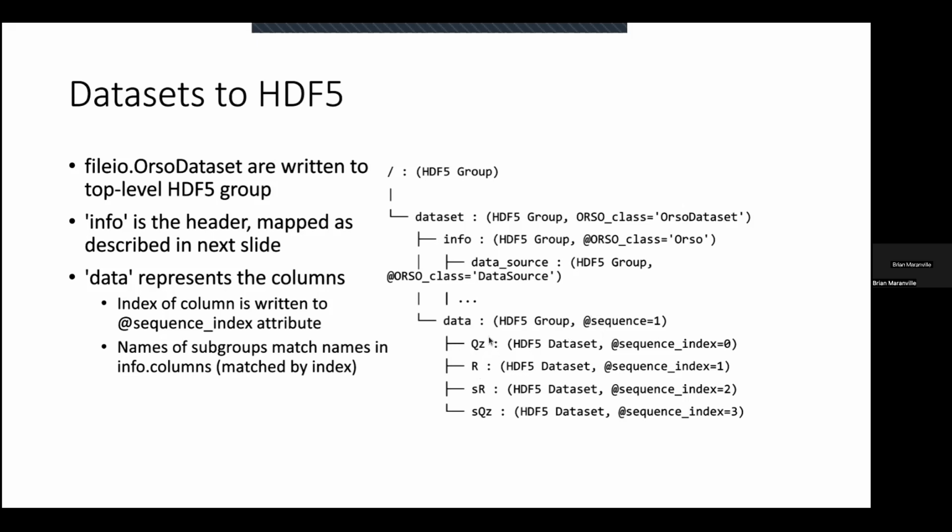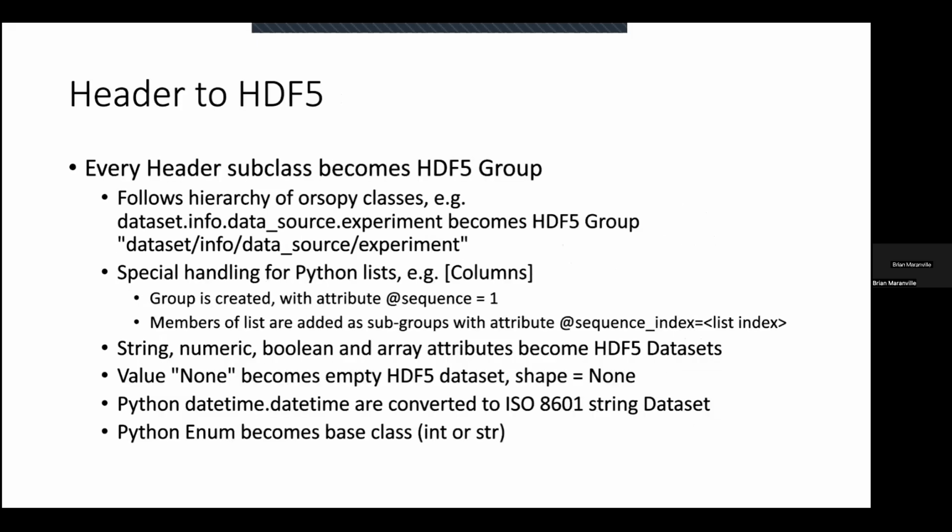These ones, the name of the columns is actually pulled from the name attribute of the column in the ORSOPy object, but it's not required there. You can instead just give each object a unique sequence index attribute, and then this can be reconstructed into a list after the fact when you read it back in from the HDF file.